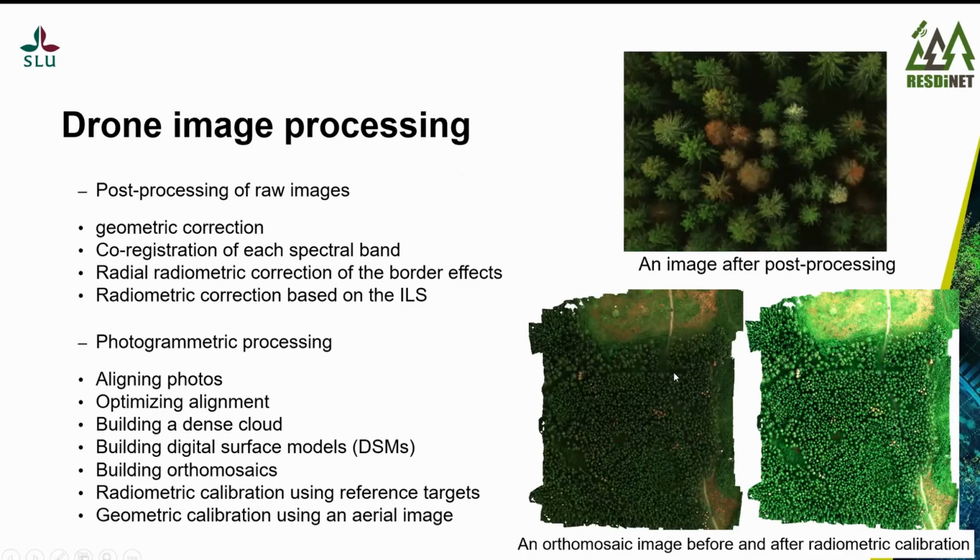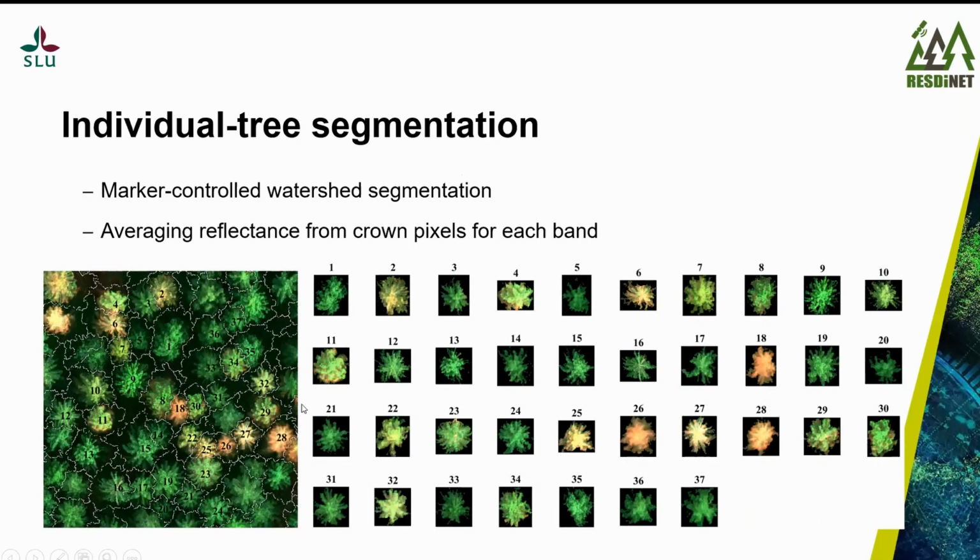And these are images before and after the radiometric calibration. Then from these drone images, we use marker-controlled watershed segmentation to segment out the tree crowns, and we use the average reflectance from the crown pixels for each band. And this is how an individual tree looks.